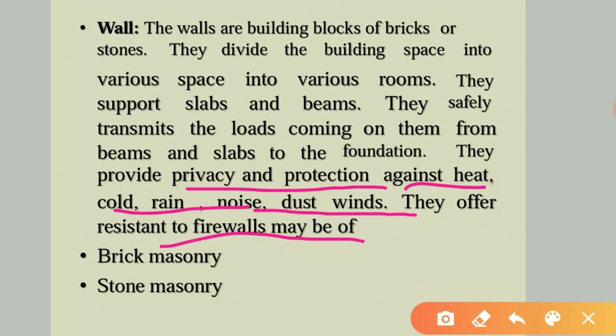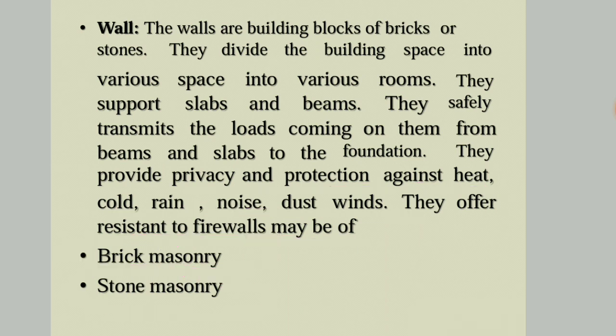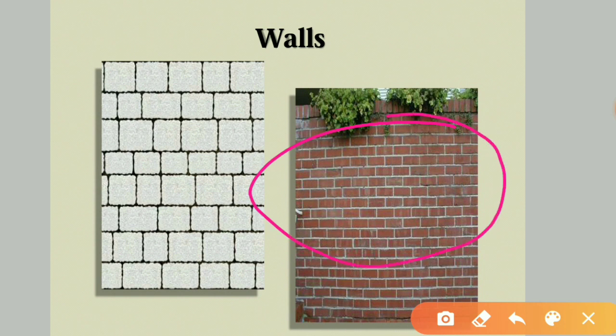We have two types of masonry. If you are using brick as the building unit, then it is called brick masonry for construction of walls. If you are using stone as the building block, then we will say it is stone masonry. Here you can see walls which were constructed with bricks and walls which are constructed with stones.